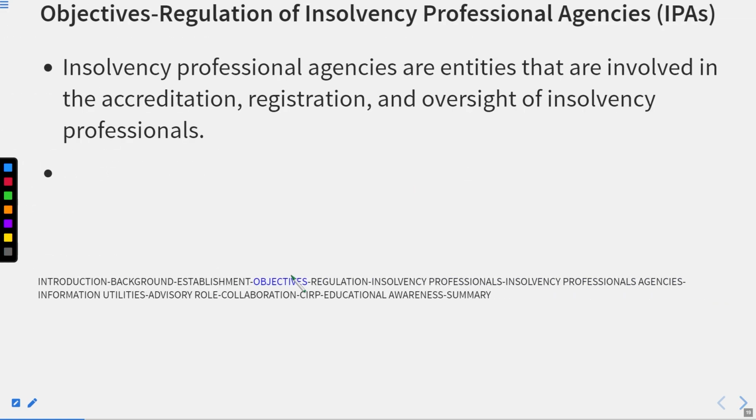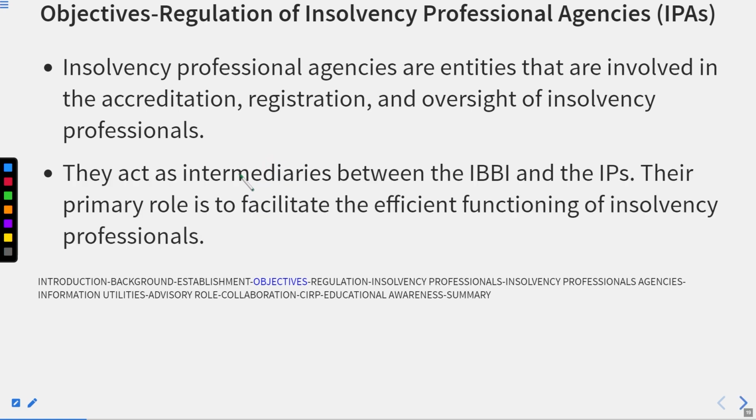Thereafter, regulation of insolvency professional agencies. Now, after the insolvency professional, there is another term, you can see it here also, the insolvency professional agencies. What do you mean by it? The insolvency professional agencies are the entities that are involved in the accreditation, registration, and oversight of insolvency professionals. They act as intermediaries between the IBBI and the IPs. Their primary role is to facilitate the efficient functioning of the insolvency professional.